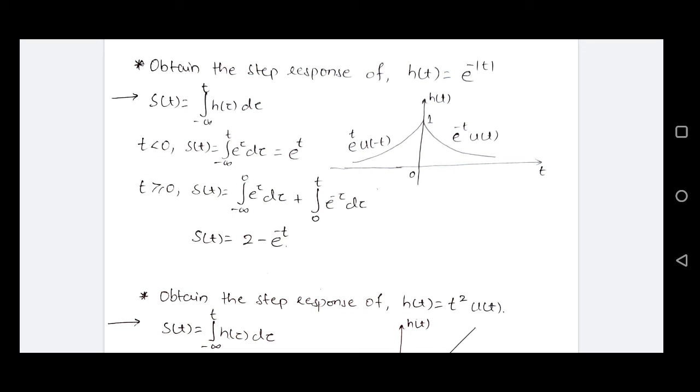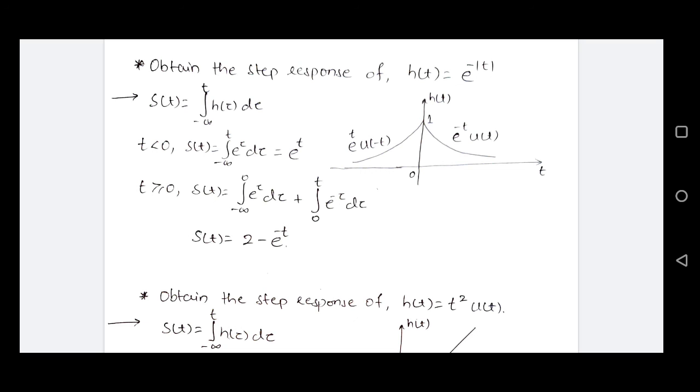It will be an exponentially growing signal between minus infinity and 0, where it will be defined as e to the power t u of minus t, and it will be an exponentially decaying signal between 0 and infinity, where it is defined as e to the power minus t u of t. If we use the condition of absolute integrability, then s of t will be defined as integration from minus infinity to t of h of tau d tau. For t less than 0, s of t will be the integral of e to the power tau d tau. If we integrate for the limits minus infinity and t, we'll get the value e to the power t.